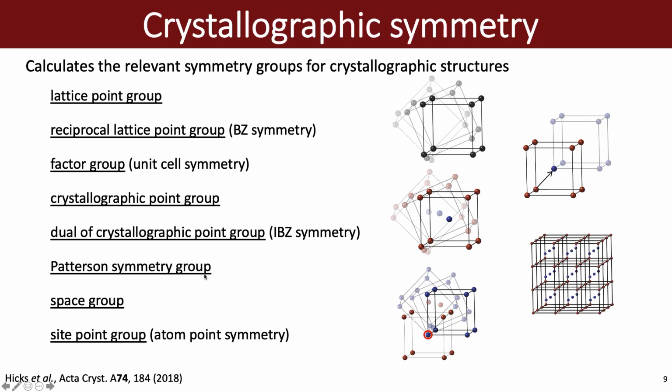There's also something known as the Patterson symmetry group. So this is similar to this here, but we include inversion symmetry, so they're centrosymmetric. We also have space groups. And then finally, there's this atom site point group. And so this is when we have the origin centered on a particular atom and ask what the rotational symmetries are. And so we'll see this is important for phonons in a later session.